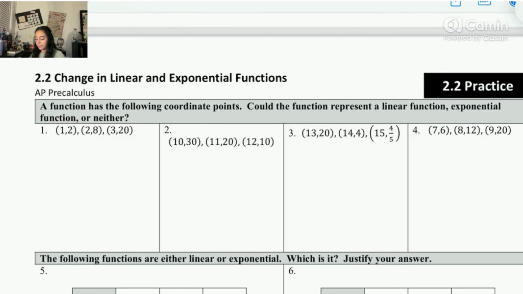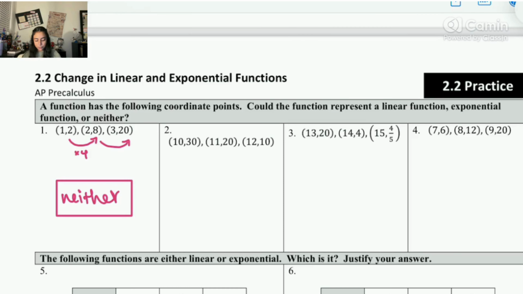So here we're just looking at some points and deciding whether they're linear or exponential or neither. So here let's first check the x values for number 1. It goes from 1 to 2 to 3, which is proportional. It's jumping by 1 each time. Then from 2 to 8, first we can think of this linearly. So from 2 to 8 you're adding 6, but then from 8 to 20 you're not adding 6. So we already know linear's out of the question. Then from 2 to 8 you're multiplying by 4. Then from 8 to 20 there's no correlation there either, so we know it's neither. We can just leave it at that.